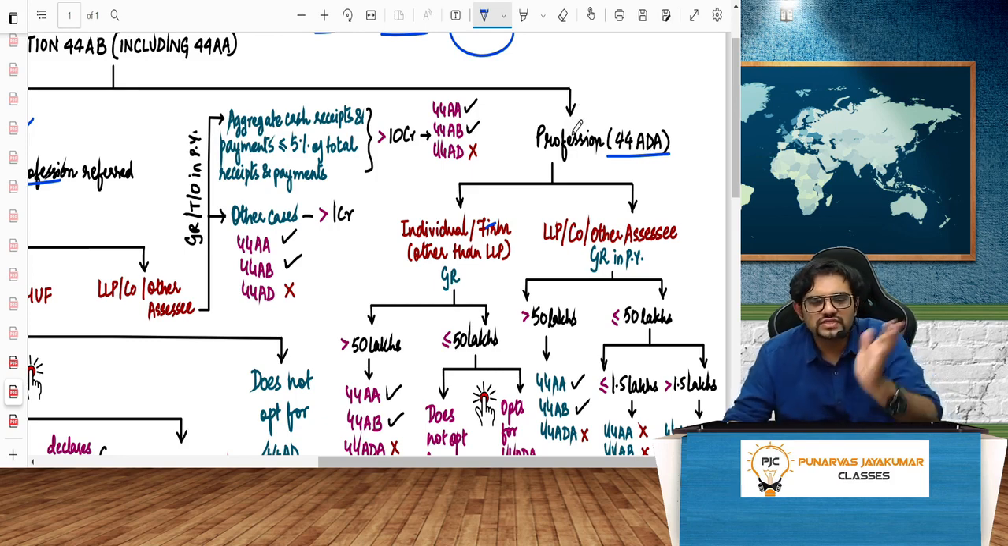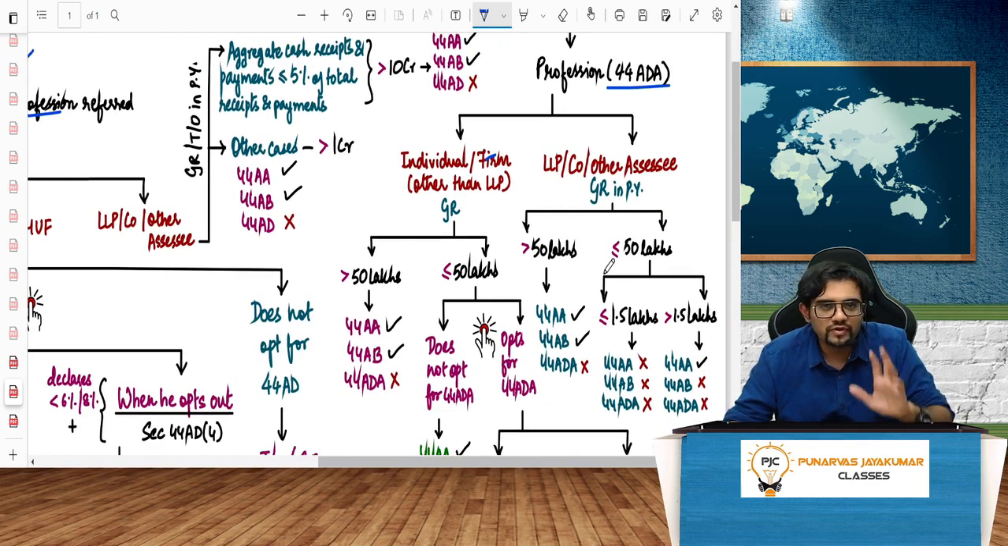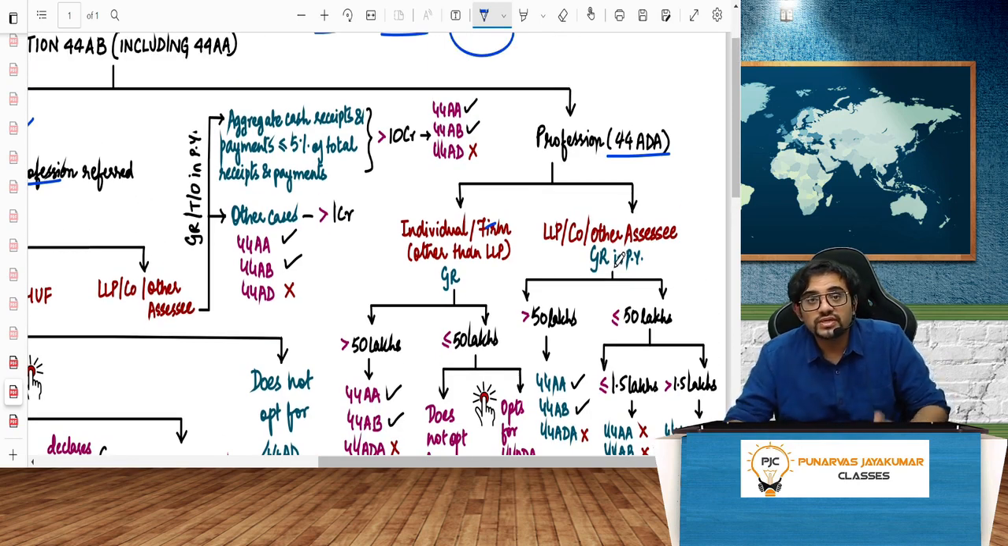Now let's stick to profession. We'll come to AD later. Okay, come to profession. In profession, you may agree, there can be a legal consulting firm. There can be a company also. There can be a CA firm, and there can be an individual also. So I'll split it into two, because this is a combination of 44AA, AB, and ADA. Hear me out.